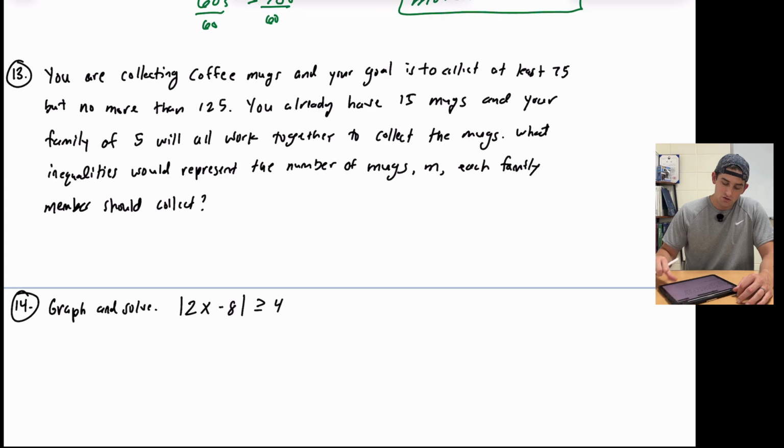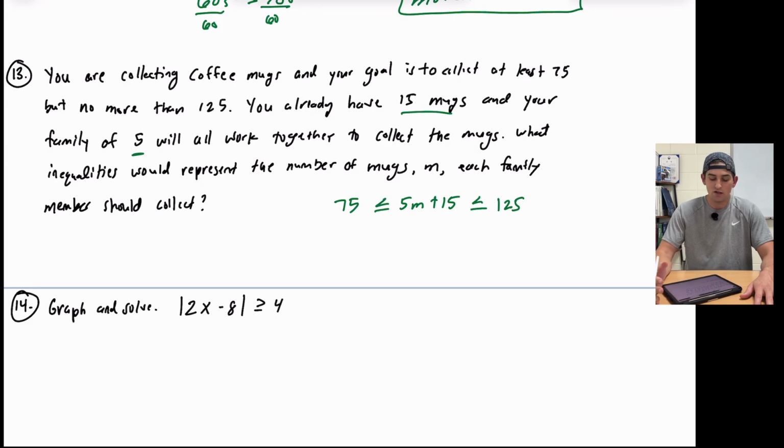All right. So we know that we want to have at least 75. Okay. So 75 is like the minimum amount, right? We know we want to have a maximum of 125, so no more than that. We're starting off with 15 already, and we have a family of 5, right? So let's say that we have 5 family members. They're each going to collect some mugs, right? So 5 times m. We already have 15, so we can keep that in there.